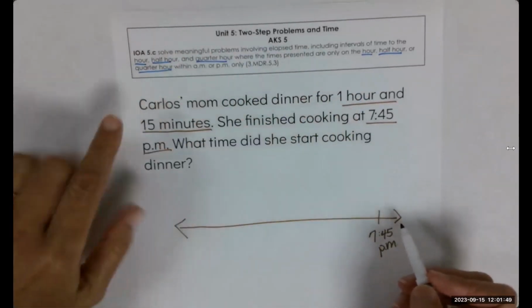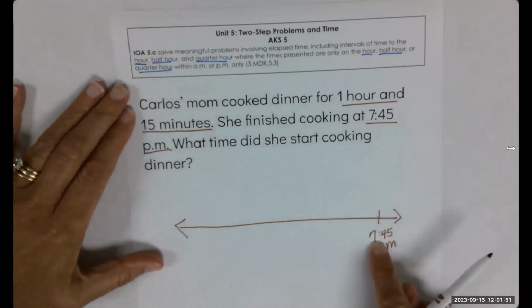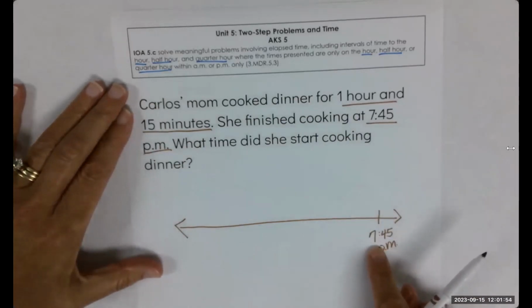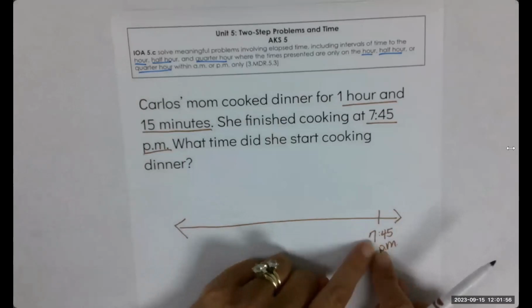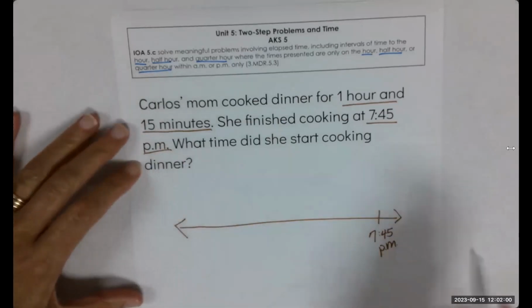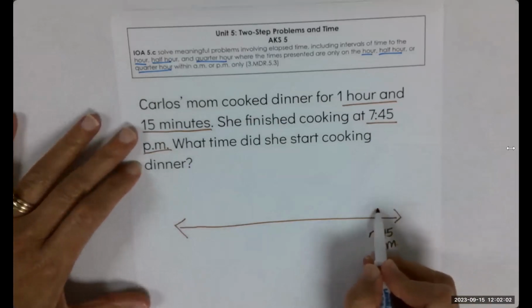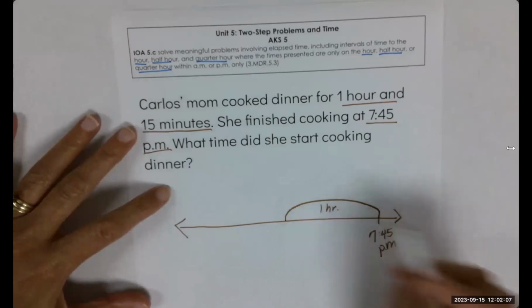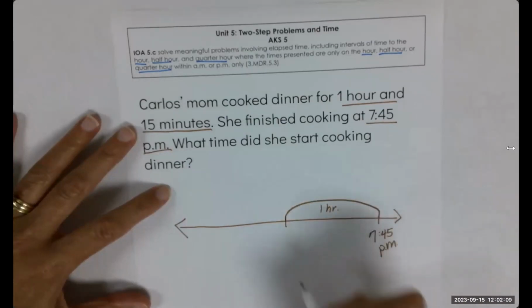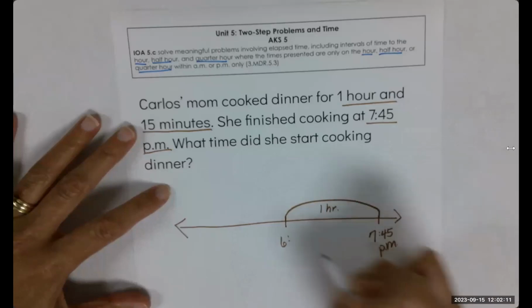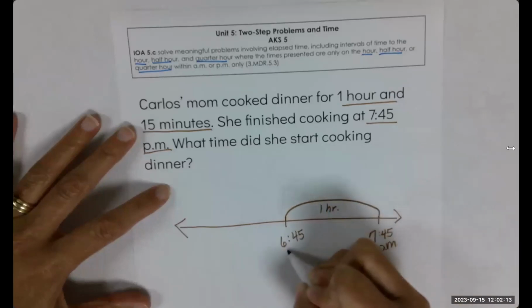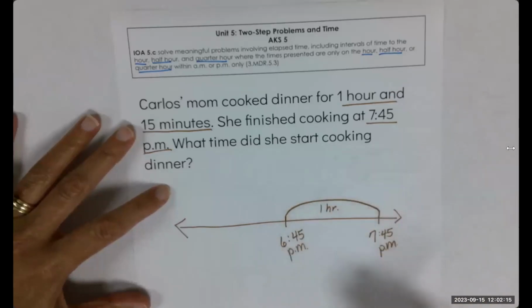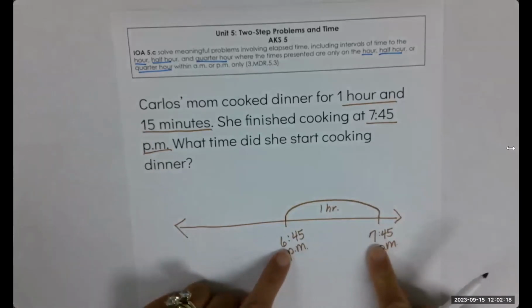And I know 1 hour before 7:45 p.m. is 6:45 p.m. because only the hour is changing, not the minutes yet. We're not dealing with the minutes. So I'm going to jump back 1 full hour, and I'm going to label this time as being 6:45 p.m. Again, the only unit of time that's changed is my hours.